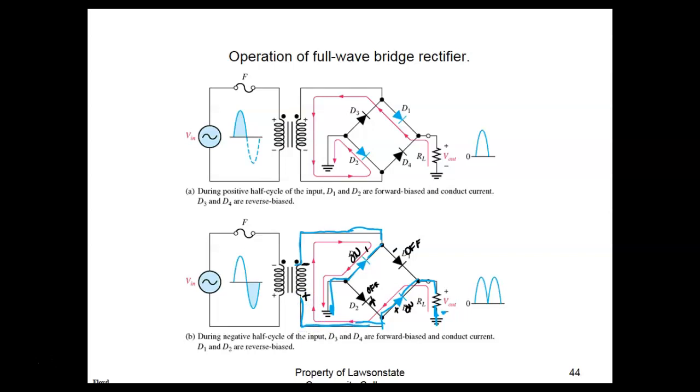So what advantage does this have? First of all, your VF is going to be equal to approximately 1.4 volts. So this is going to become more critical because every current path takes us through 2 VFs.